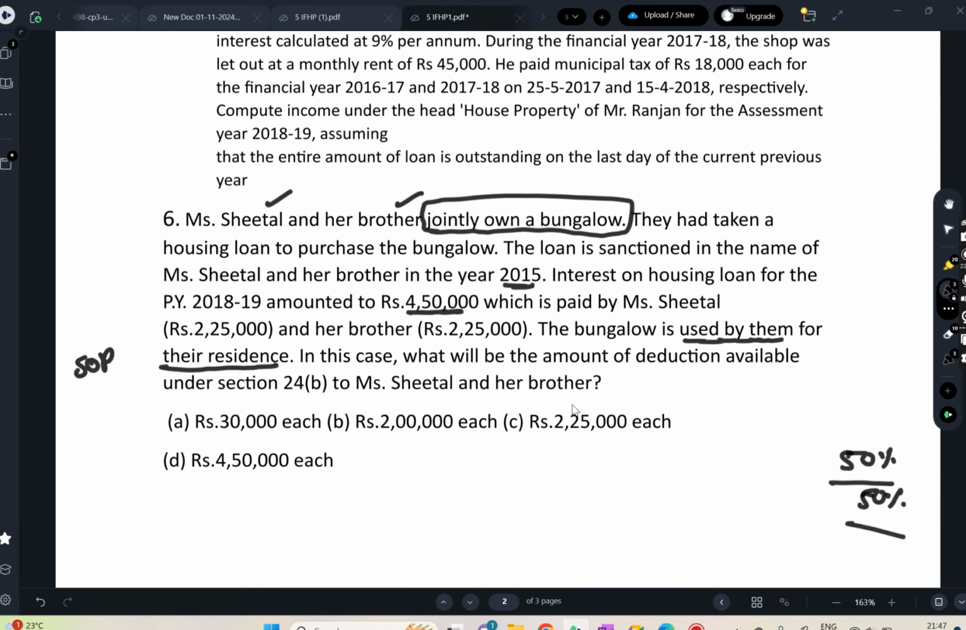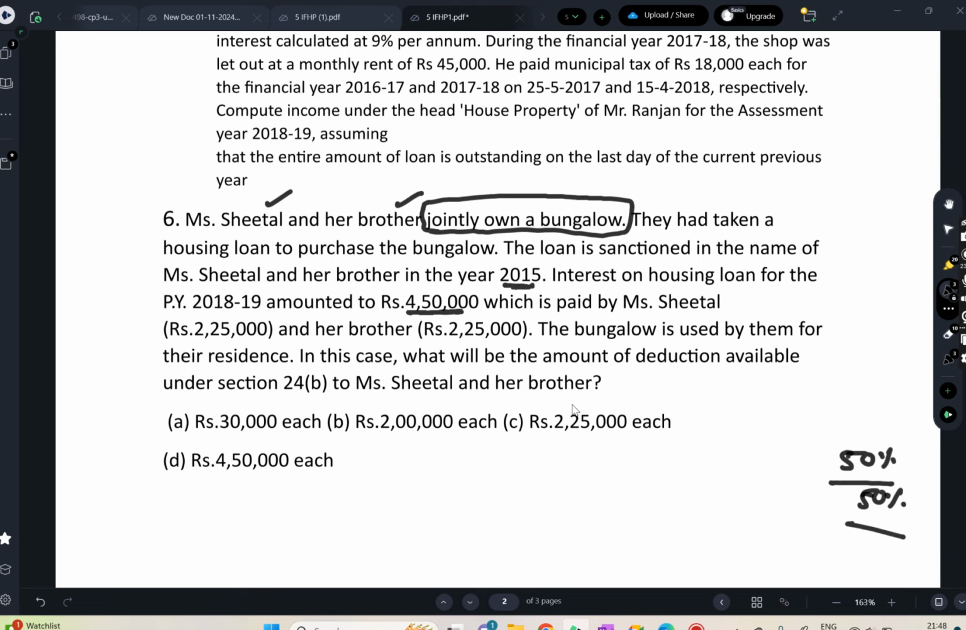In this case, what will be the amount of deduction under section 24B? What is this 24B? For interest on borrowed capital. Very good. Now we need to find out how much deduction we will give. We don't know what the answer will be yet, but what is the maximum deduction they can get anyway? 2 lakhs. If it is a self-occupied property, the maximum deduction they will get is 2 lakhs.